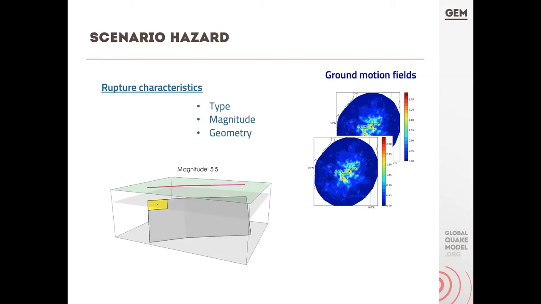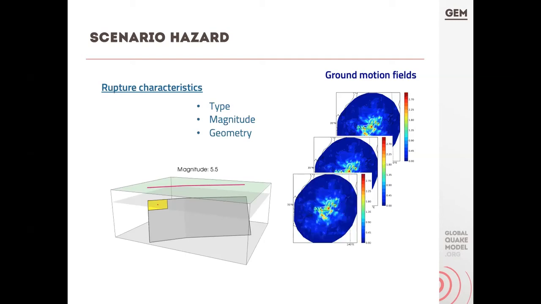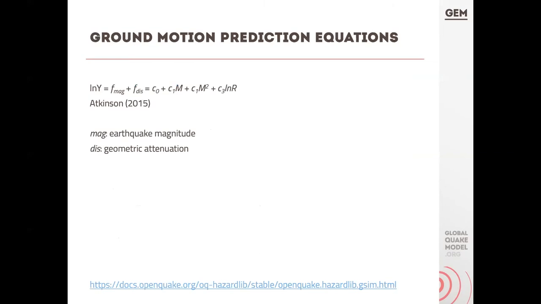So OpenQuake can allow you to model the rupture and then produce ground motion fields from those ruptures. So we get a bit into this as well. To go from a rupture geometry and magnitude of the event to these ground motion fields, a key step in between is the link made through the ground motion prediction equations, which Michael touched on in his presentation earlier this morning.